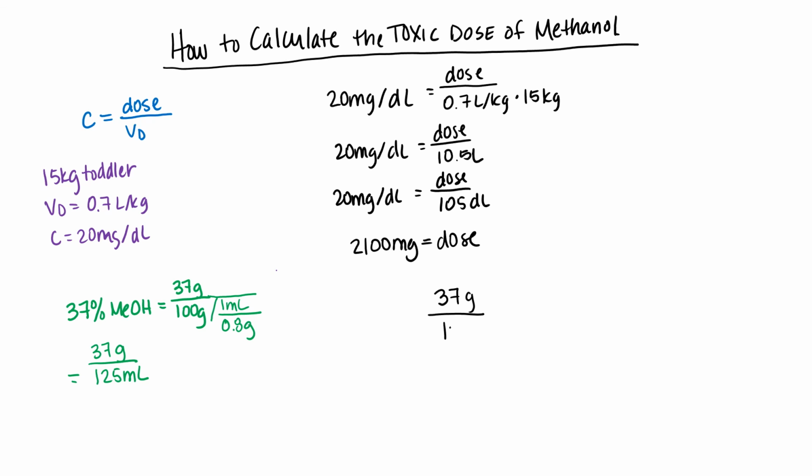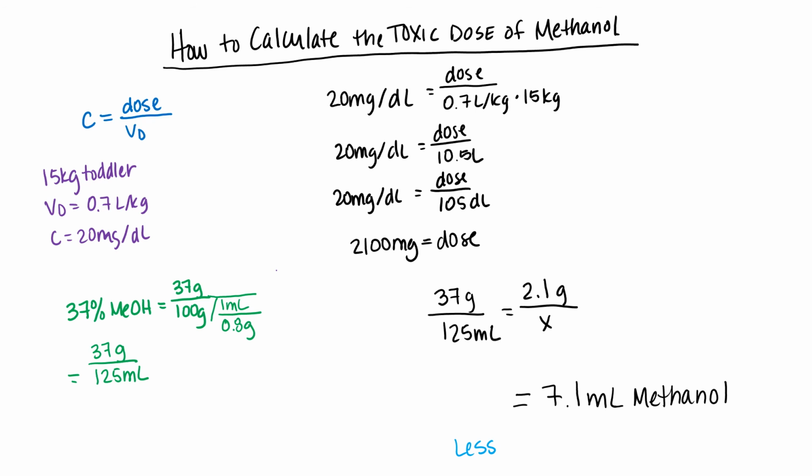And if we follow through the math, and we see that we need a dose of 2.1 grams out of that liquid, we'll get a final answer of 7.1 mLs of that windshield washer fluid to be a toxic amount to our 15-kilo toddler. When you consider that a teaspoon has a volume of about 5 mLs, it's a very small amount that can cause a lot of significant toxicities to a young child.